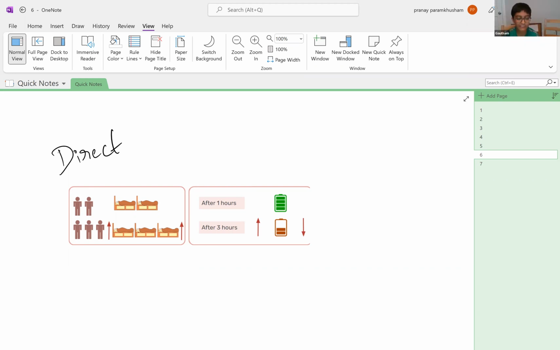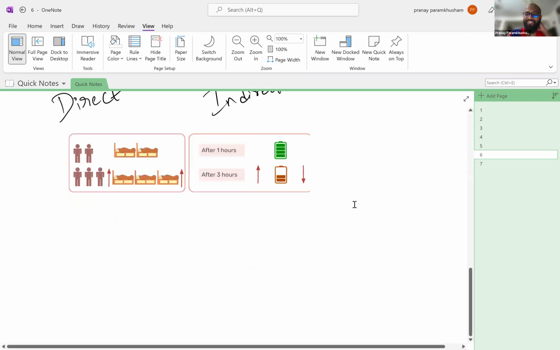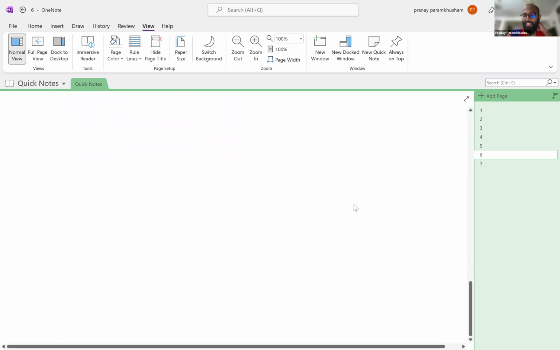All right, so after an hour your battery is full, but after 3 hours your battery went down. So that's indirect because the more you use the device, the more it's going to die. It's running out of charge. Yeah, you're right. Okay, so now you got this concept as well. Let's go ahead and see this.